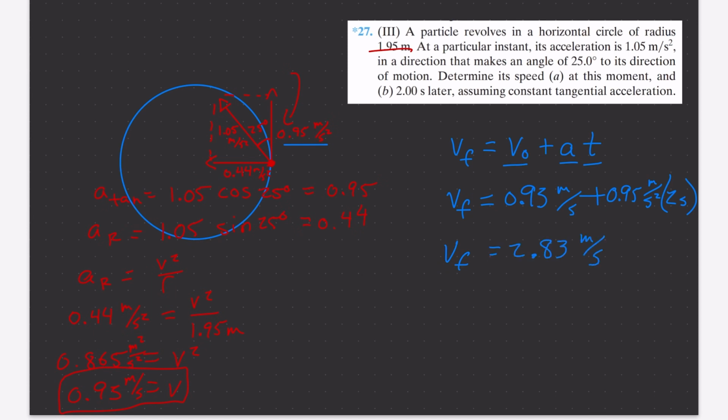So given the information that we have, we can say that at the point where the centripetal acceleration is 0.44 meters per second squared, the velocity is 0.93 meters per second. But at the point 2 seconds later, the velocity is 2.83 meters per second. I really like this problem because it forces us to draw the diagram, do a little bit of that trigonometry that we need to still be good at, and then solve for all of the components. All right, guys, good luck, and I'll see you in the next one.